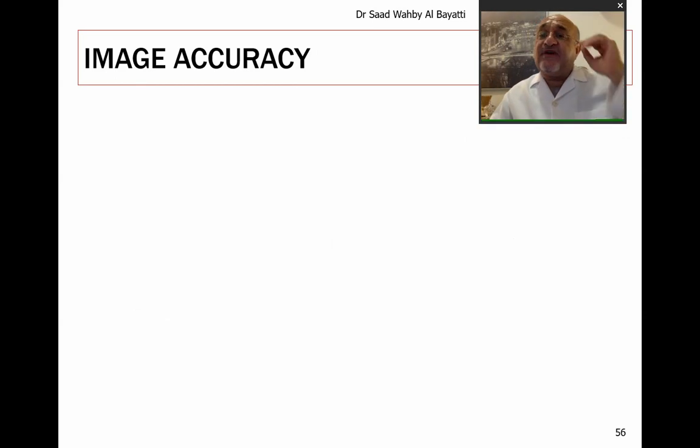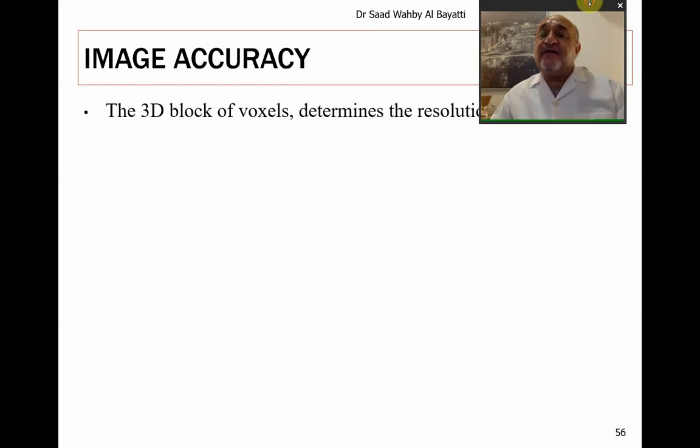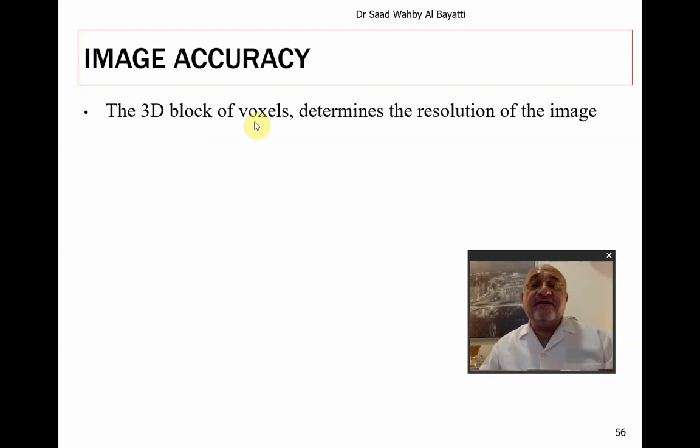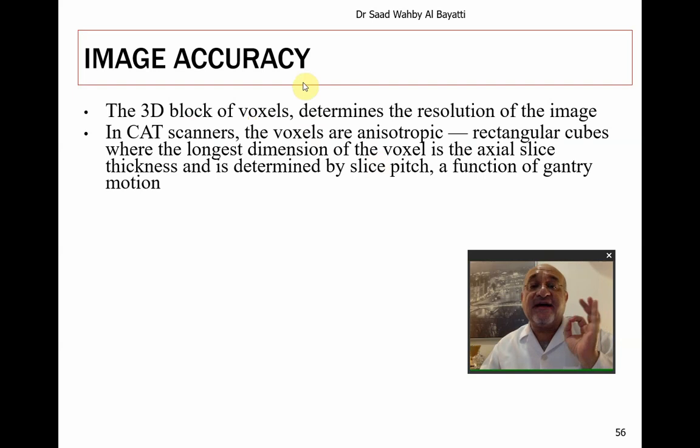When it comes to image accuracy, the 3D block of voxels determines the resolution of images. We talked about the voxels. In the CAT scanners, the voxels are anisotropic. Anisotropic means that they are rectangular cubes where the longest dimension of the voxel is the axial slice thickness, determined by the slice pitch, a function of the gantry movement, how much it moves.